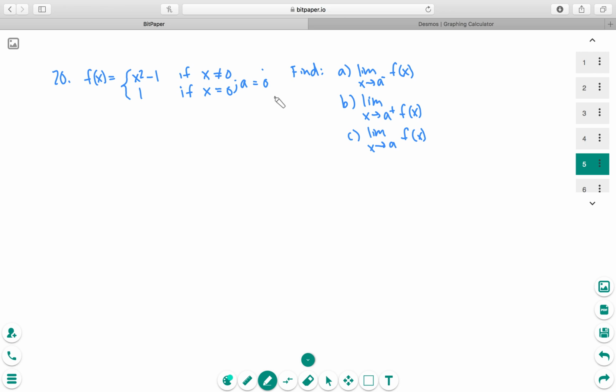And so what we need to find is the limit as x approaches a from the left side, as x approaches a, which is 0, from the right side, and as x approaches a as a whole. So the easiest way to do this, in my opinion at least, is to draw a graph and kind of see what we have there.